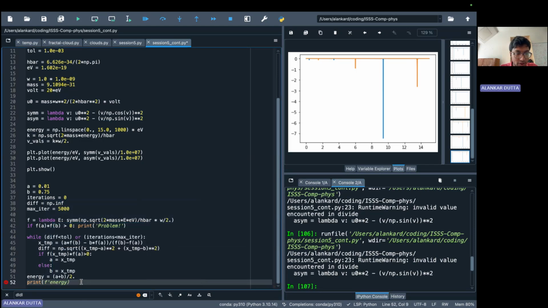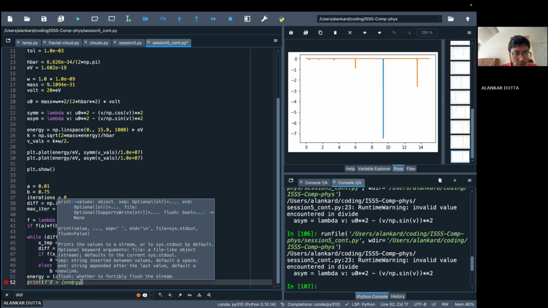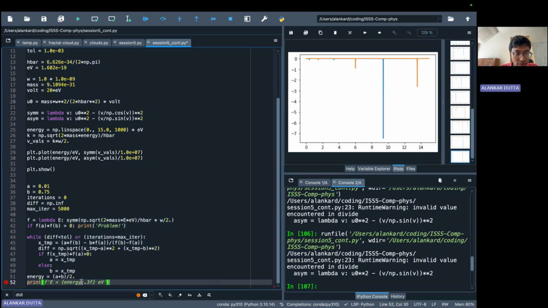Let's use an F string and say E equals 0.3F electron volts, right? That's the energy that we are trying to find. Okay, so it says there's a problem in here, and let's see what's the problem.